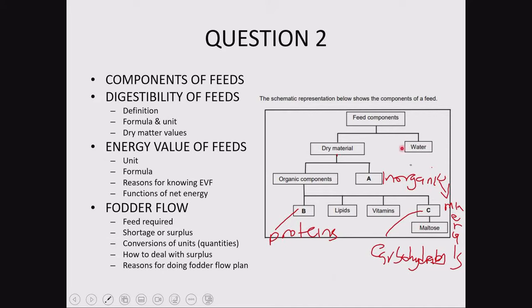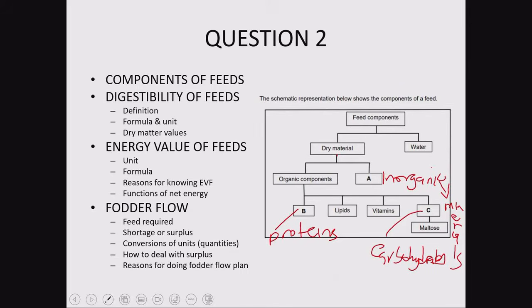It was not well answered when it was compared to other questions in question 2. Secondly, I'm going to come to digestibility of feeds. What is important here is that you must know the definition of the digestibility of feed. How do we define it? We say digestibility is that part of the feed that is digested and absorbed and not excreted.